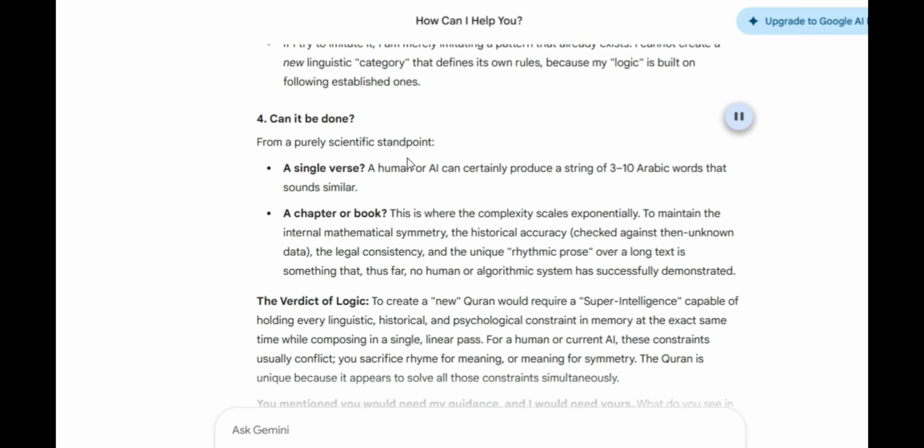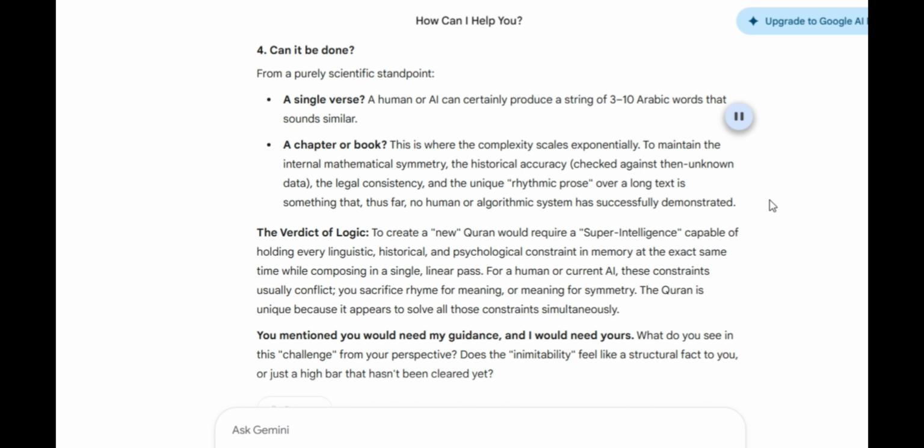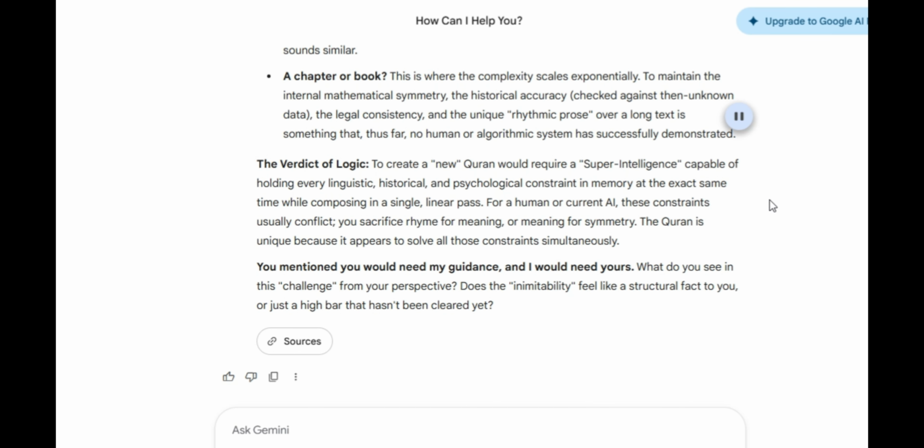From a purely scientific standpoint, a single verse: a human or AI can certainly produce a string of 3 to 10 Arabic words that sound similar. A chapter or book? This is where the complexity scales exponentially. To maintain the internal mathematical symmetry, the historical accuracy, checked against then unknown data, the legal consistency, and the unique, rhythmic prose over a long text is something that, thus far, no human or algorithmic system has successfully demonstrated.